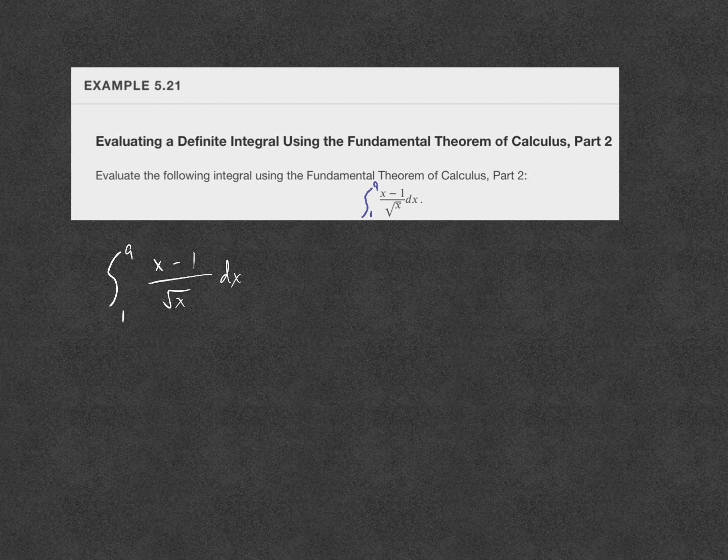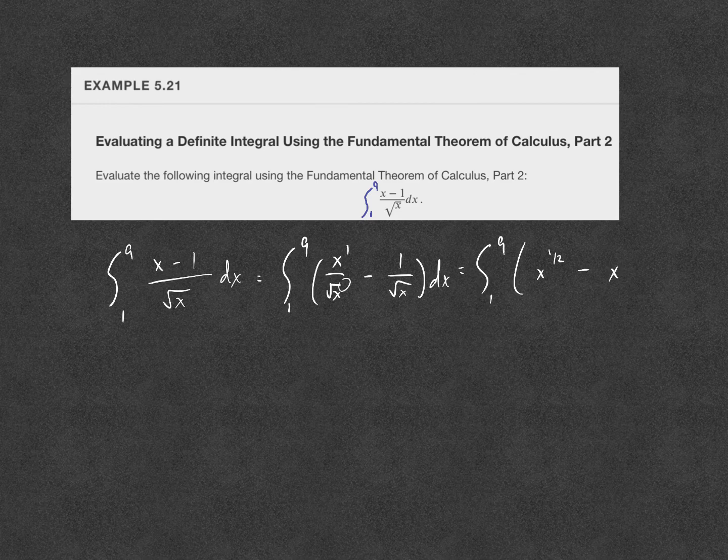All right. What we do is we're going to split this up into 2 separate fractions, x divided by radical x and minus 1 divided by radical x dx. If you simplify that, the first one gives me x to the 1/2 power because that's 1 minus 1/2. And then here, this is x to the negative 1/2 power. Still writing the dx because I didn't take the antiderivative yet, but now I can.